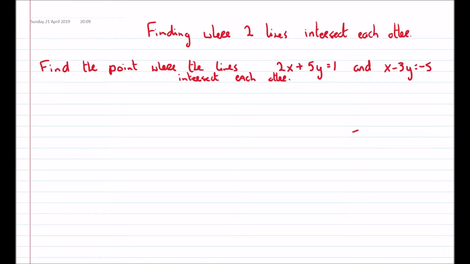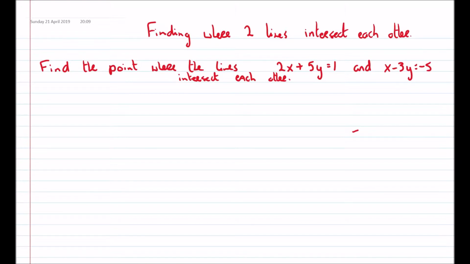In this video I'm going to show you how to find the point where two lines intersect each other. Intersect just is another way of saying cross each other. So here's a question. Find the point where the lines 2x + 5y = 1 and 3x - 3y = -5 cross each other.